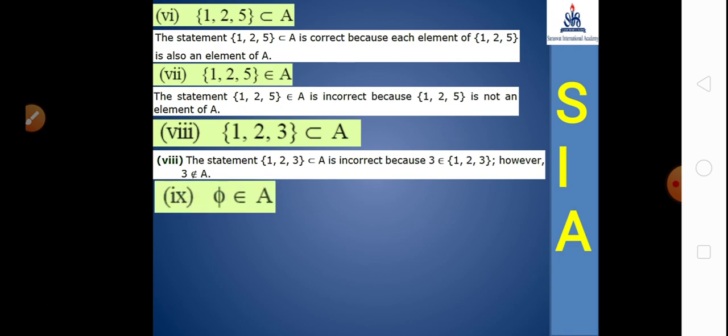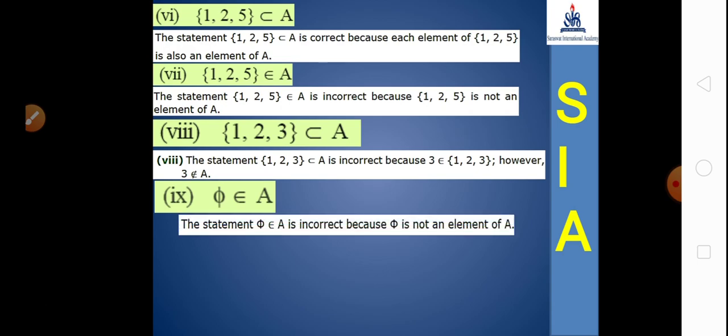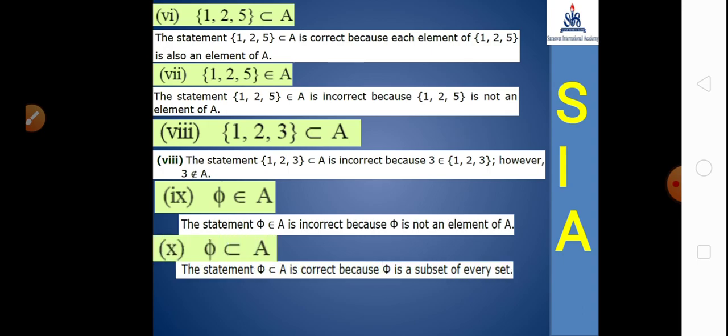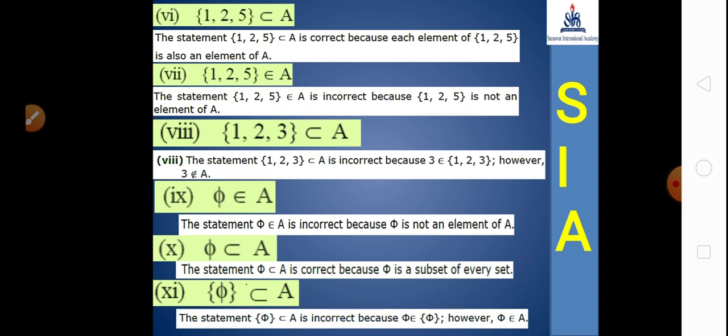One more, ninth one. Null set belongs to A. Students, this is an important question. Null set belongs to A? Null set is always a subset of any set. Again I repeat, null set is always a subset of any set. It never belongs to any set. So this statement is always incorrect. And null set is a subset of A, definitely you know that is true. Already I explained in the ninth one. And next one, 11th. Null set is given in curly brackets. So it is a set, and a set is a subset of A. Your answer is that the statement is incorrect. Next.